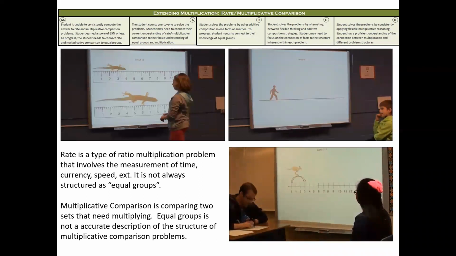Okay. Also, for multiplicative comparison, if you take a look at where it says extending multiplication, it'll say level A counts by ones or level B uses additive composition. Though those strategies apply for rate, for multiplicative comparison, students either understand it or they don't. They're either going to be a level D or a level A. It's almost impossible to figure out a multiplicative comparison problem by counting by ones. So even though it has level A, B, C, and D, and rate and multiplicative comparison are rolled in together, you'll see how it's scored when you give the assessment. But for comparison, they either know how to do it or they don't.